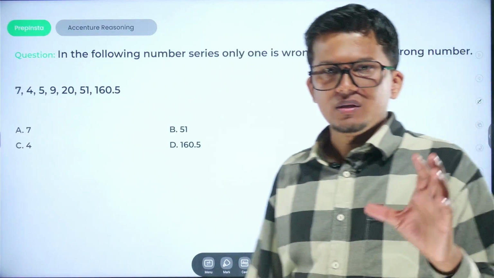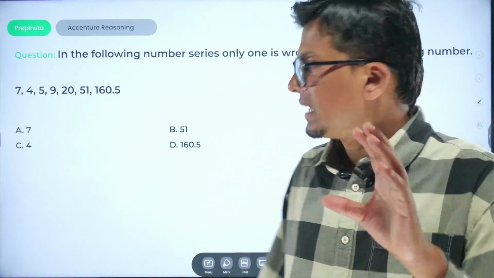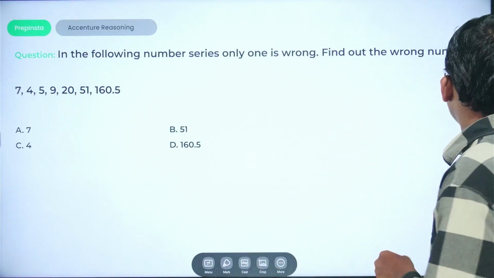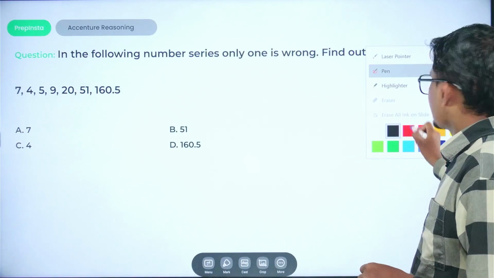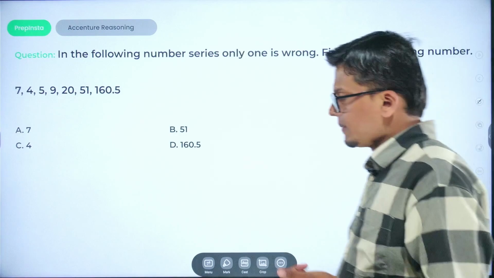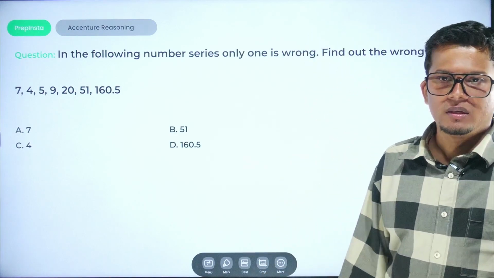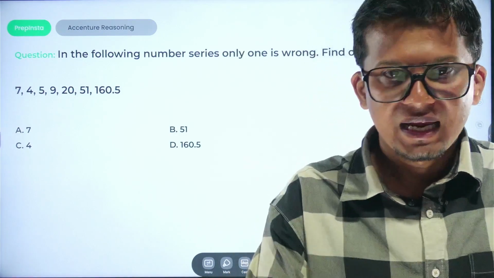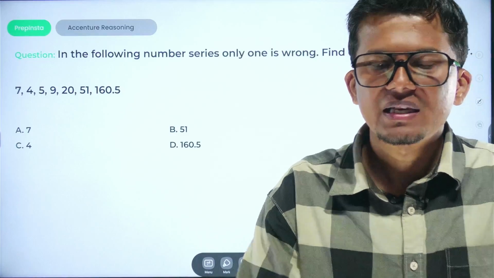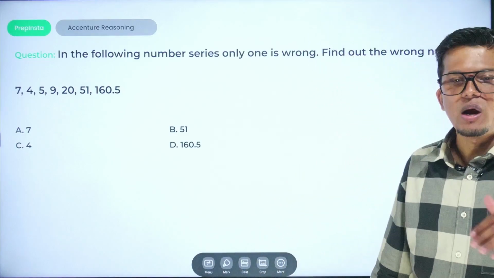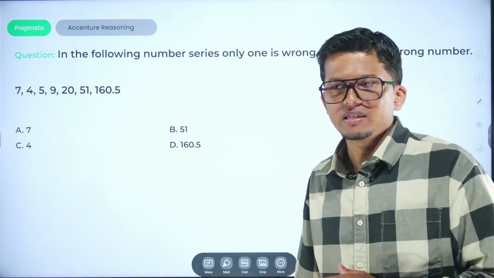So the first question is quite easy and it has come repeatedly in your assessment examination. It is from the missing number series chapter. So we have a question that in the following number series only one is wrong. We have to identify that particular wrong number series.